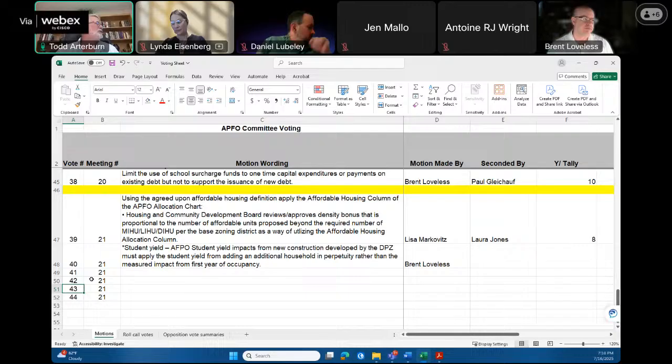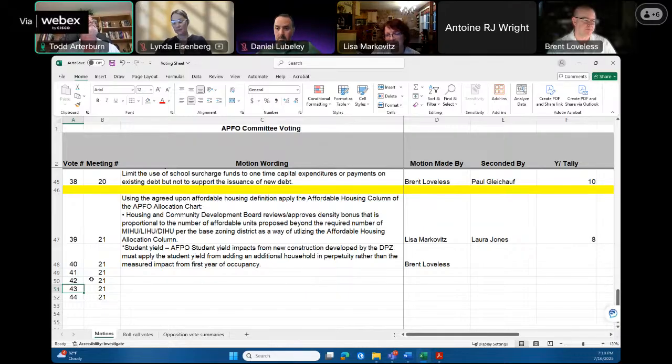Is there a second to this motion? Last call. Todd, do we have to do a second to the motion in order to have the discussion? Yes. Yes. Last call.